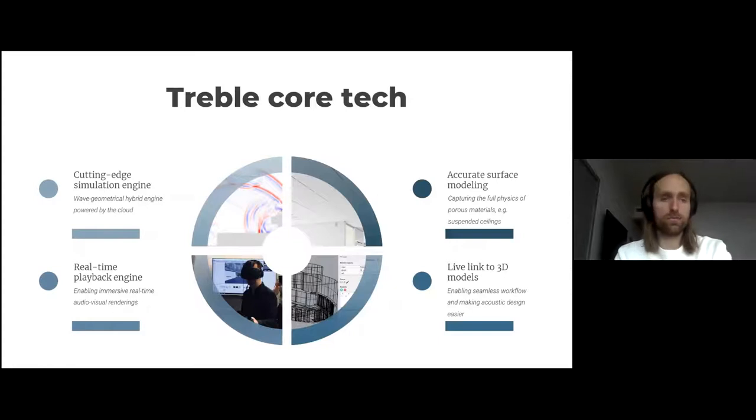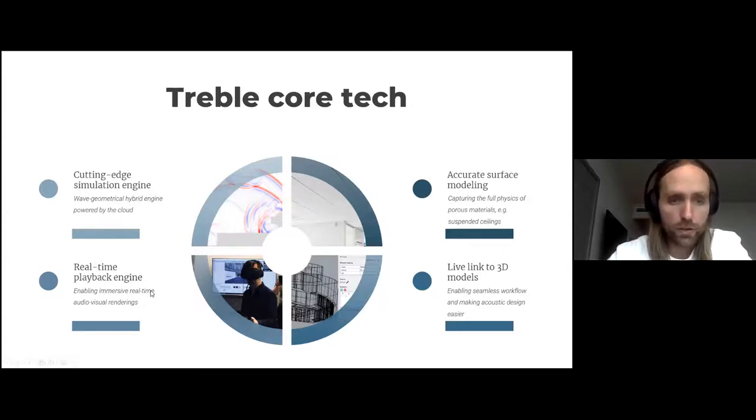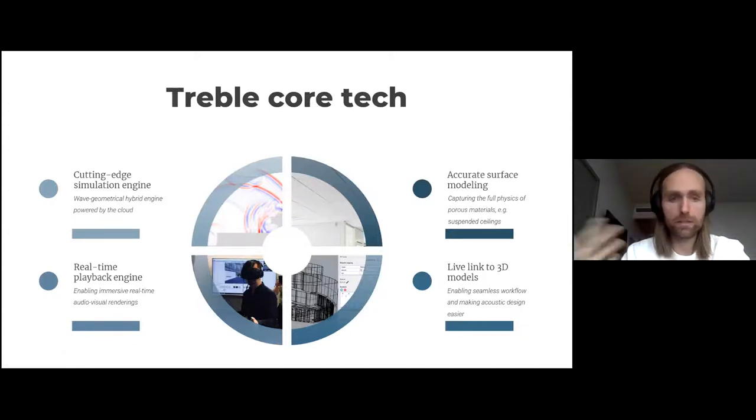Here's an overview of the main tech aspects that have been developed throughout the years. I could spend an hour talking about each one of them. There's a lot of research that lies behind, but I'll just touch upon them briefly. So one is that we've developed a new way to simulate how sound propagates in a domain using so-called wave-based methods. And this gives us the ability to do more accurate, realistic renderings and simulations. The other aspect is a real-time playback engine, which takes those simulation results and enables us to do the real-time virtual experience.